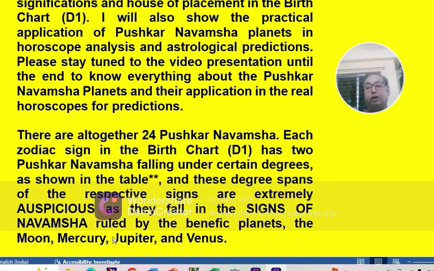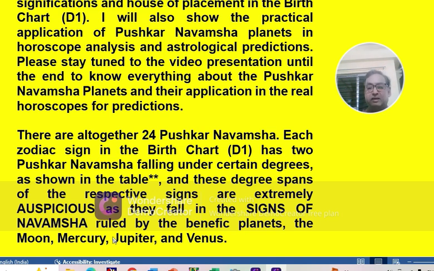There are altogether 24 Pushkar Navamsha in a horoscope. A Navamsha means 3 degree 20 minutes. Each Navamsha measures 3 degree 20 minutes. So these Pushkar Navamsha are the part of Navamsha.